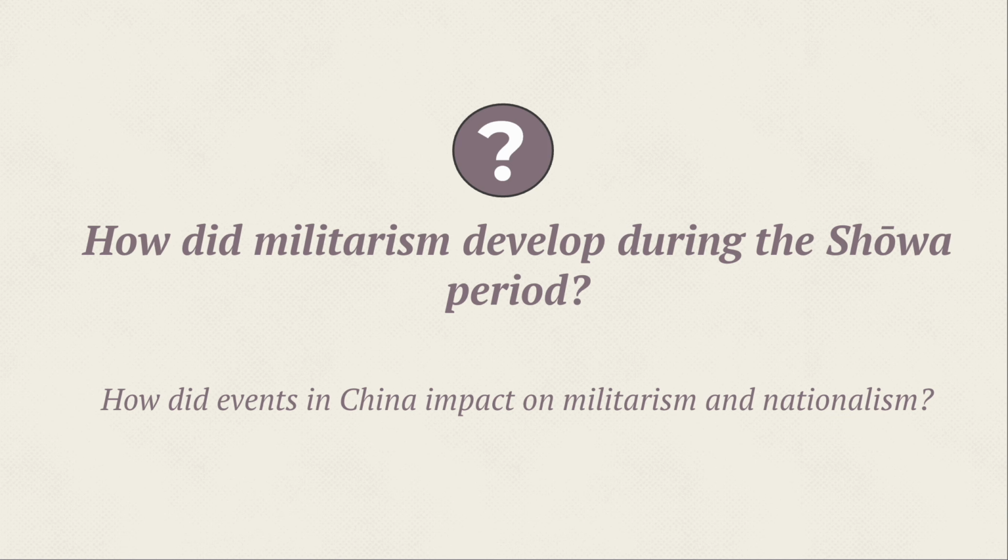So our inquiry question for today is, how did militarism develop during the Showa period? And that's going to be a core focus over the next couple of tutorials. In particular, today we're going to be focusing on how the events in China impact on the growth of militarism and nationalism in Japan? And it really intensifies this period as we see, if we look back at that cartoon that we looked at last tutorial, the militarists dragging the bureaucrats, dragging the zaibatsu into a conflict, into China.